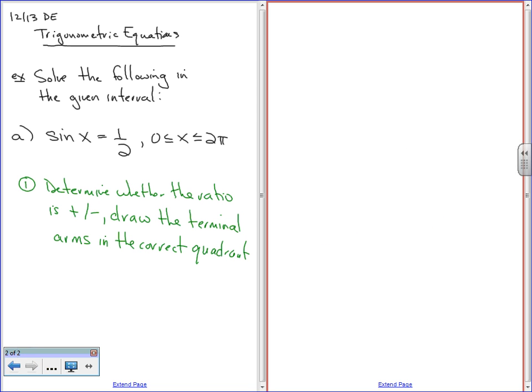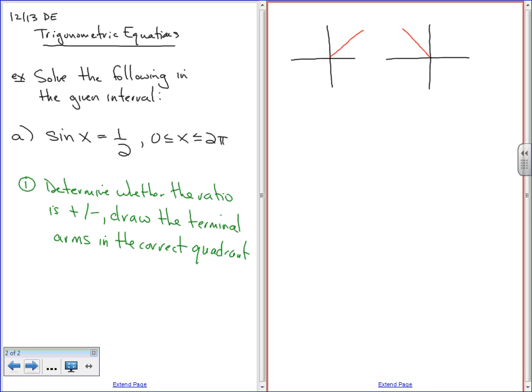Okay, so those are the two answers. I'm going to need to draw two sets of axes, because I'm trying to determine where the sine is equal to positive 1/2, and sine is positive in 2 quadrants. So what 2 quadrants would my terminal arms be in, because sine is a positive ratio? Quadrants 1 and 2. So I draw my terminal arms in quadrant 1 and in quadrant 2. Once you use the positive and the negative to determine where your terminal arms are, then you're done with the positive and negative sign. You don't use that ever again.